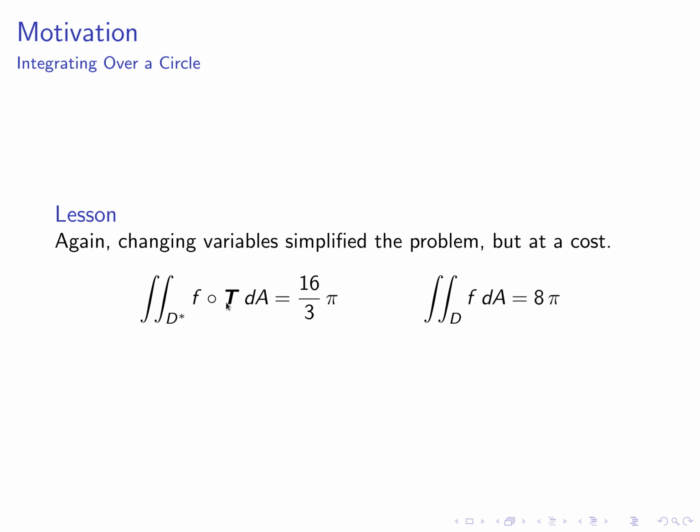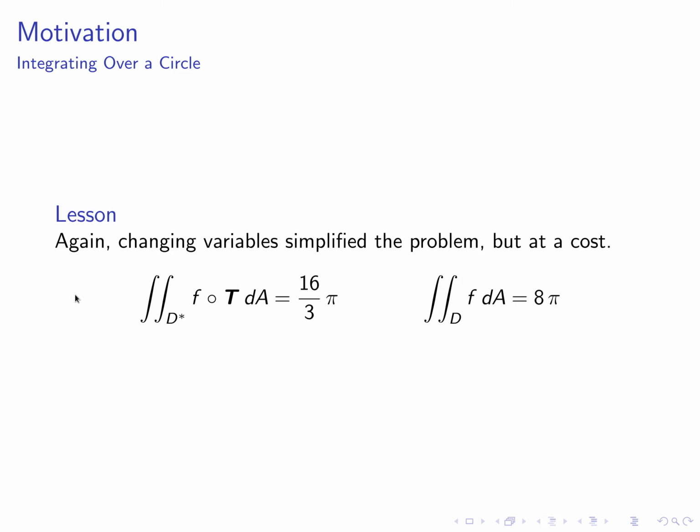When we changed variables and used polar coordinates, we were no longer integrating just f because we were replacing x with r cosine theta and y with r sine theta. So really what we're doing is changing the density function by composing the original f with the change of coordinates. And the reason we're doing this is because instead of integrating over the complicated circle, we can now integrate over an easier rectangle.